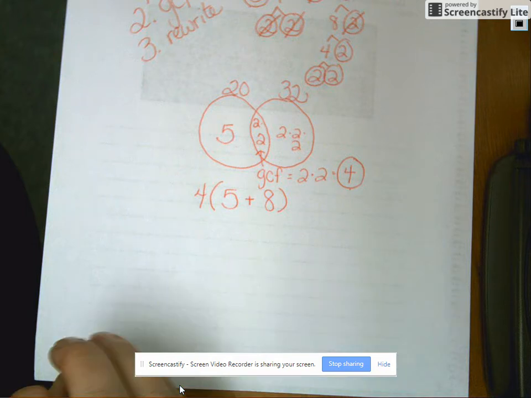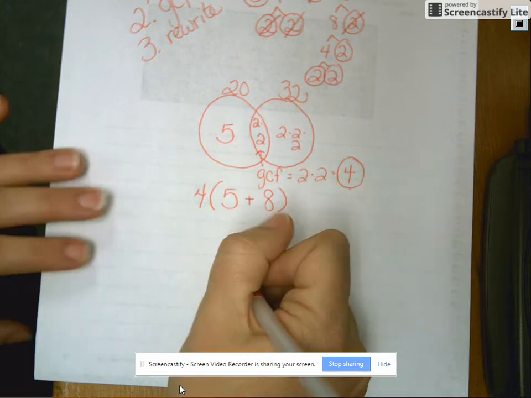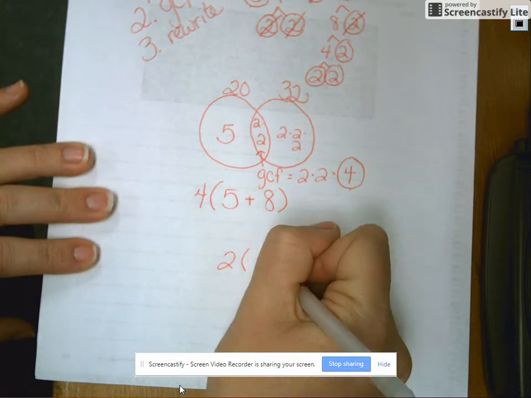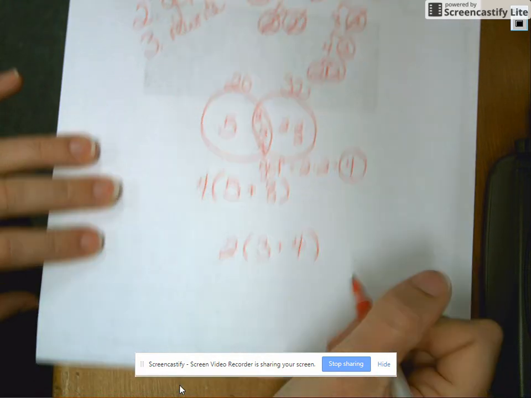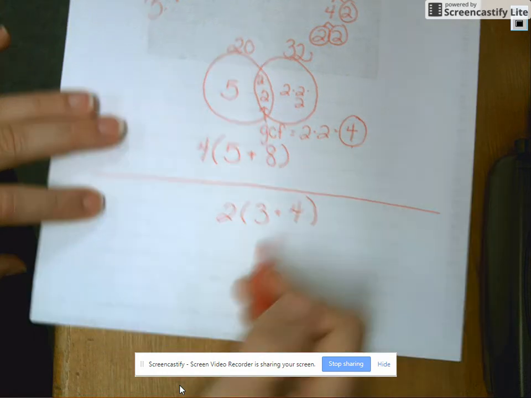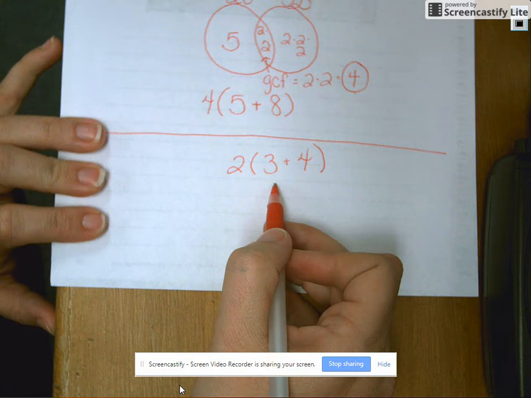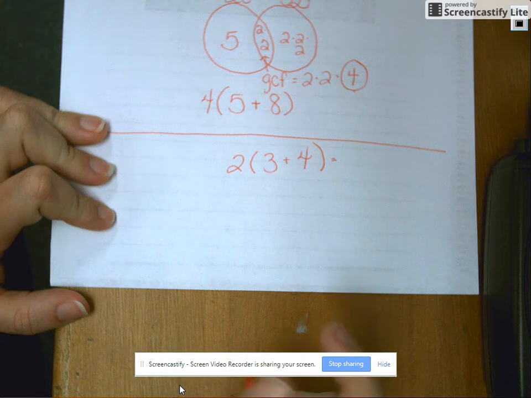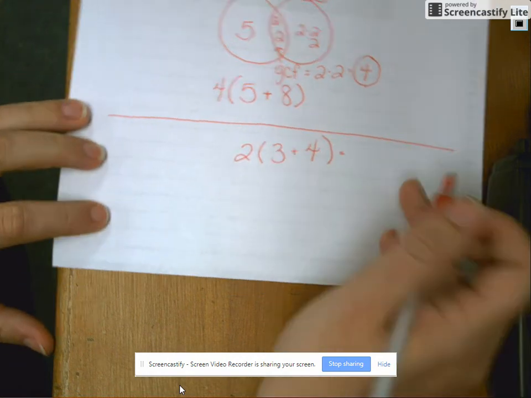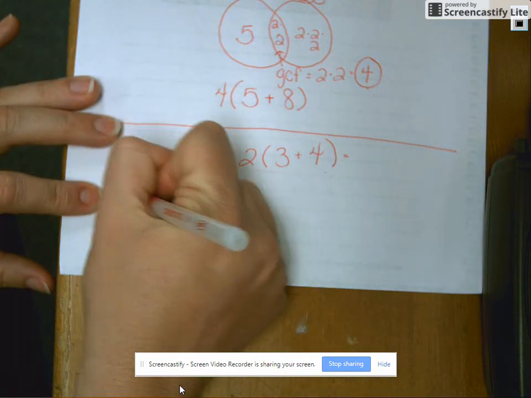Now, let's talk really quick about the opposite, how to take a problem that's in the distributive property and how to solve that equation. So let's say I have this problem right here. How can I solve this problem? What would the answer be? What would this equal? Well, I think about what this would look like in the Venn diagram.